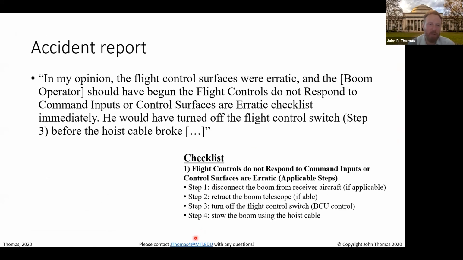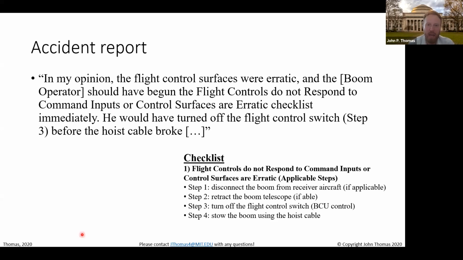The accident report goes on, in my opinion, the flight control surfaces were erratic and the boom operator should have begun the flight controls do not respond to command inputs checklist. There was a checklist for erratic control surfaces and he did not follow it. If he followed it, he would have turned off the flight control switch, which is step number 3, before the hoist cable and all kinds of other things broke. And there's a checklist. Boy, some of the folks on the line from aviation can probably pick up on a lot of similarities here to other events that are in our mind.